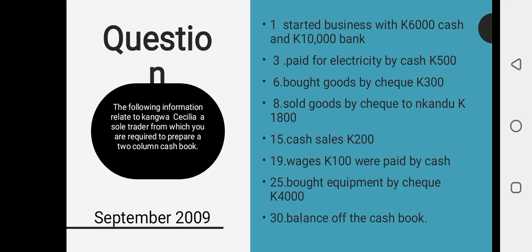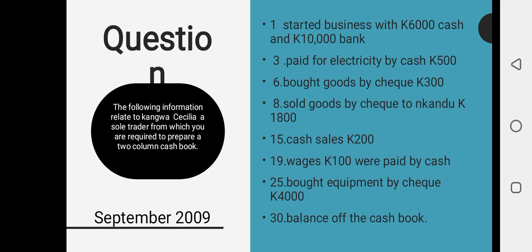The bank account is the one being affected. How? By debiting it or crediting it? We are crediting it. It is giving away. We are removing money from the bank to buy goods. Correct. On the 8th, we sold goods by check.